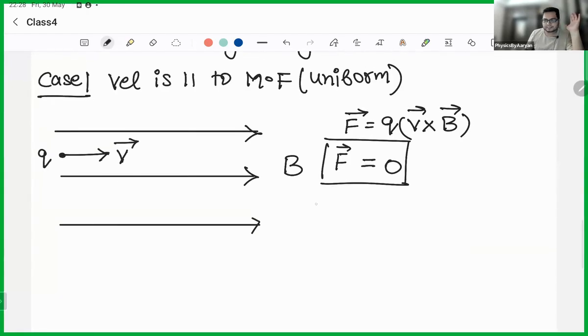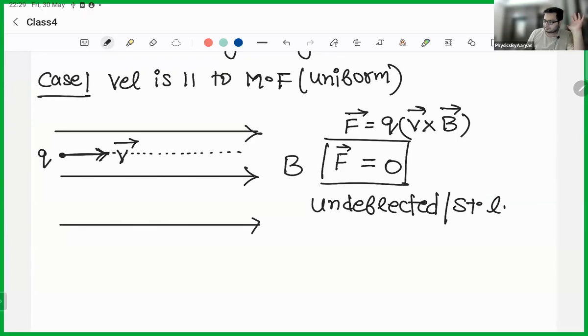So the charged particle has no force. It means the charged particle will just keep moving in the same direction. Newton's first law: a particle will keep moving in the same direction as long as no external force acts on it. A particle at rest remains at rest. A particle which is moving will keep moving if no force is acting on it. Since no force is acting on it, the charged particle will just keep moving in the same direction. So you can say two words. Number one is undeflected, or you can even call it straight line. So there are two words which come into picture in this context.